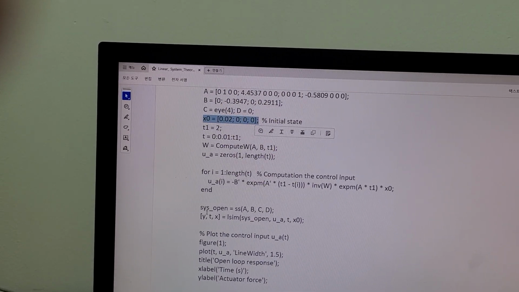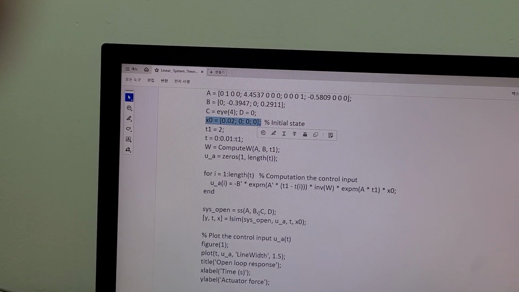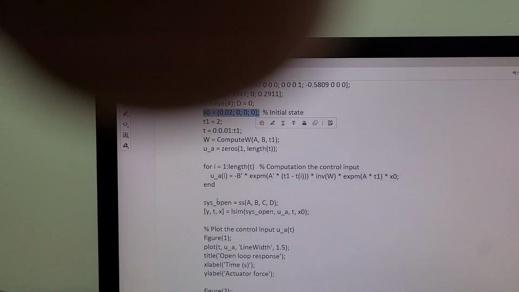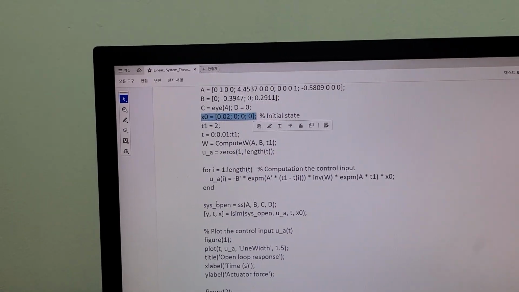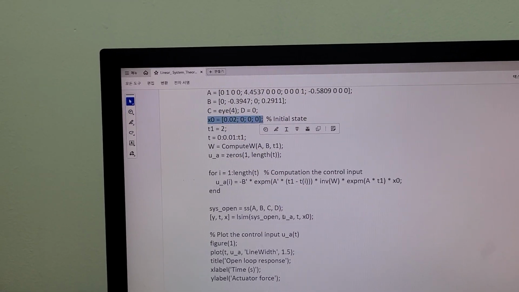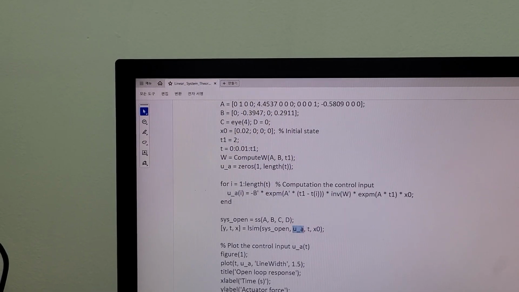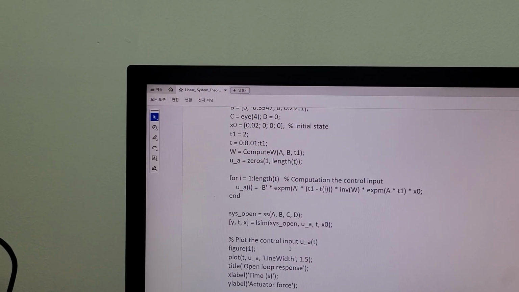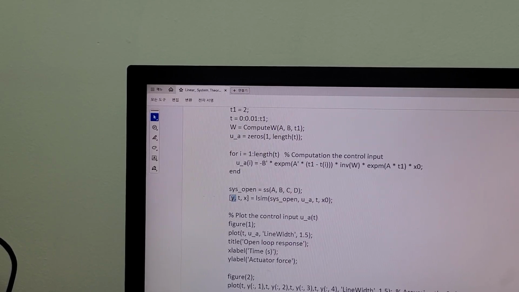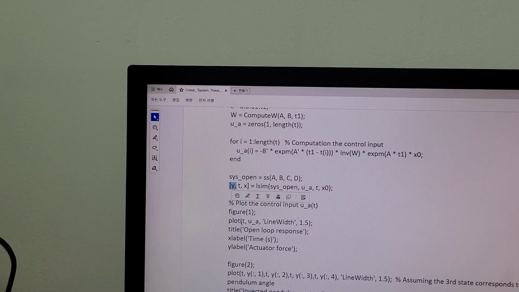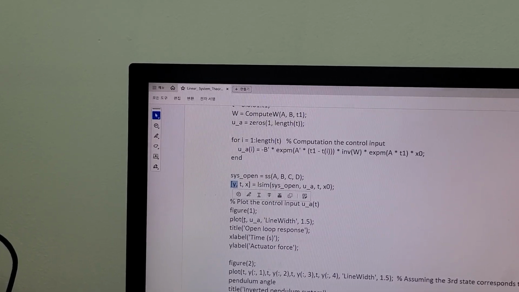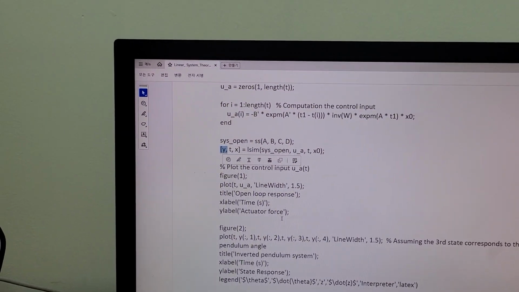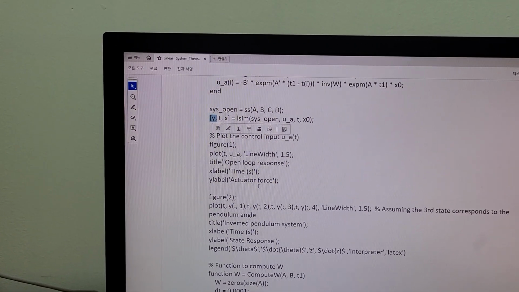Similarly, we have the system, and this is the open loop system. This is the state space model of the system, and by using the lsim command, we get the UA over here, that is the actuator controller, along with the time and the initial condition. Based on this, we get the y output. In the first place, we can plot t versus the actuator force, which is the open loop response.